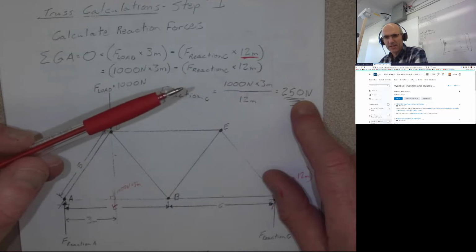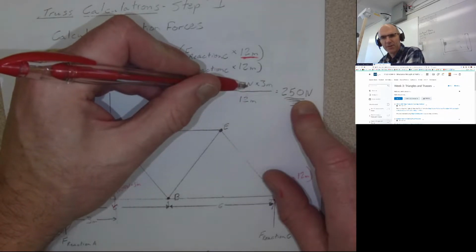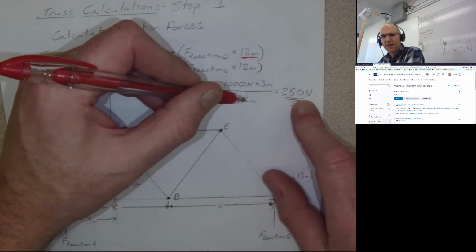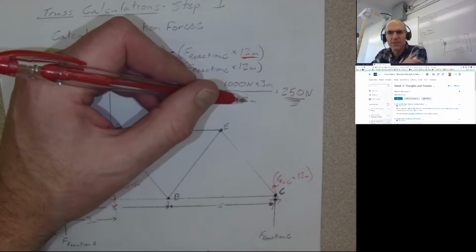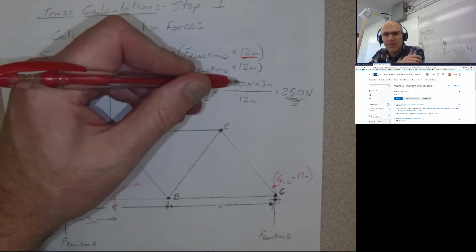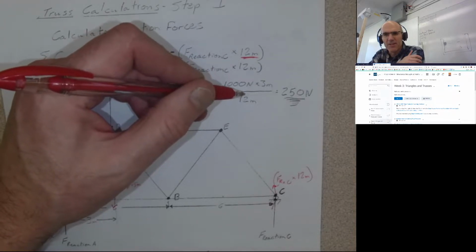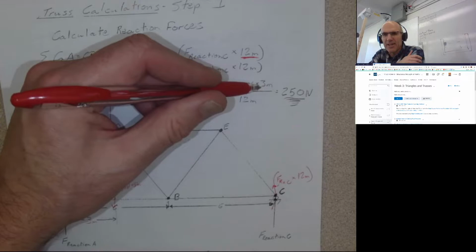Now, one of the neat things about doing all these calculations is if you keep track of your units, the units will cancel out. And sometimes you can solve a problem by, if you forget the formula or the next step, you say, well, I've got newtons and meters up here and meters down here. What have I got to do? I've got to do a divide, because I need to get an answer in newtons.